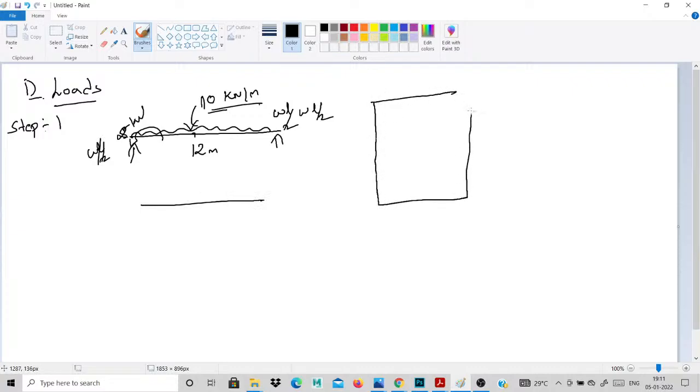This is our one-way slab. How to transfer the beam to column? Simply you provide the WL by 2, and it automatically transfers the load to the column.